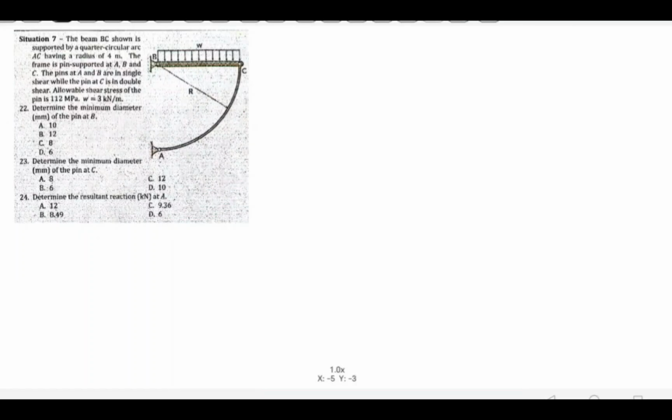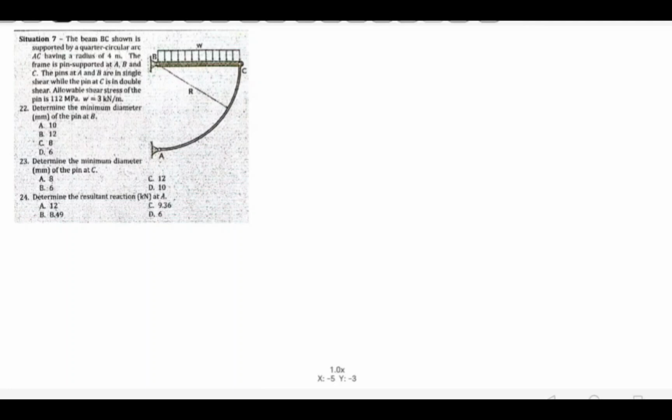Situation number 7 of CE Volume 5: the beam BC shown is supported by a quarter circular arc AC having a radius of 4 meters. The frame is pin supported at A, B, and C. The pins at A and B are in single shear, while the pin at C is in double shear. The allowable shear stress of the pin is 112 megapascals, and the uniform load W is 3 kilonewtons per meter.